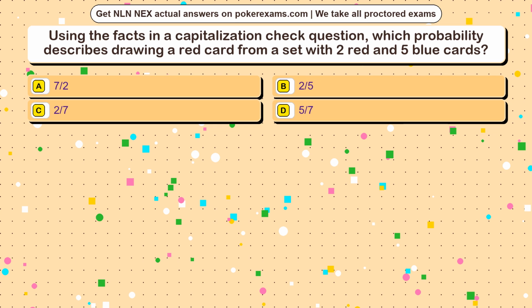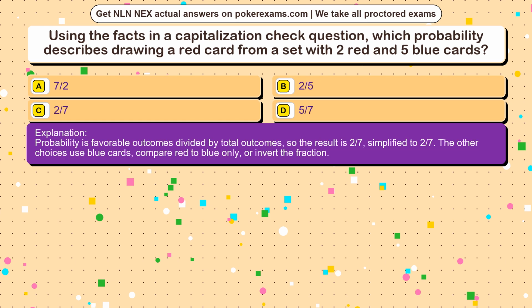The correct answer is option. Probability is favorable outcomes divided by total outcomes, so the result is 2/7, simplified to 2/7. The other choices use blue cards, compare red to blue only, or invert the fraction.